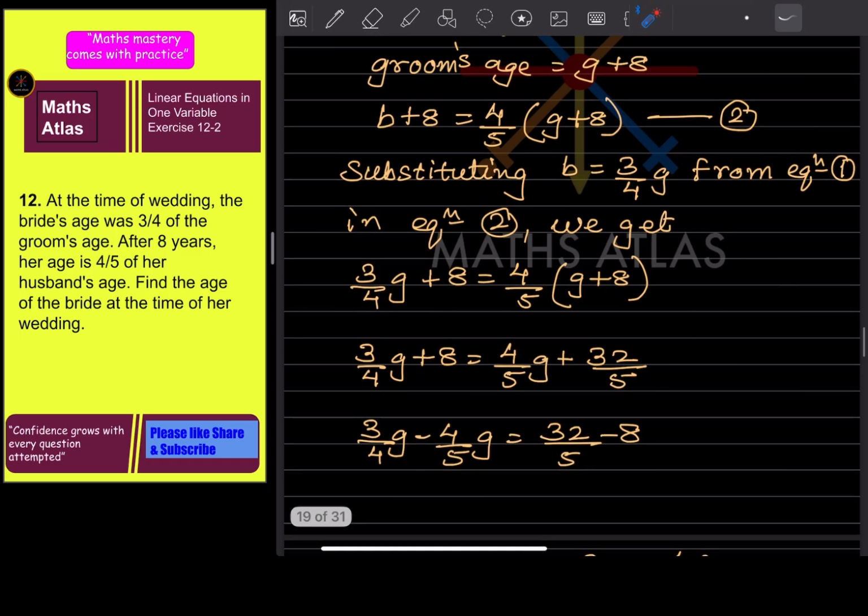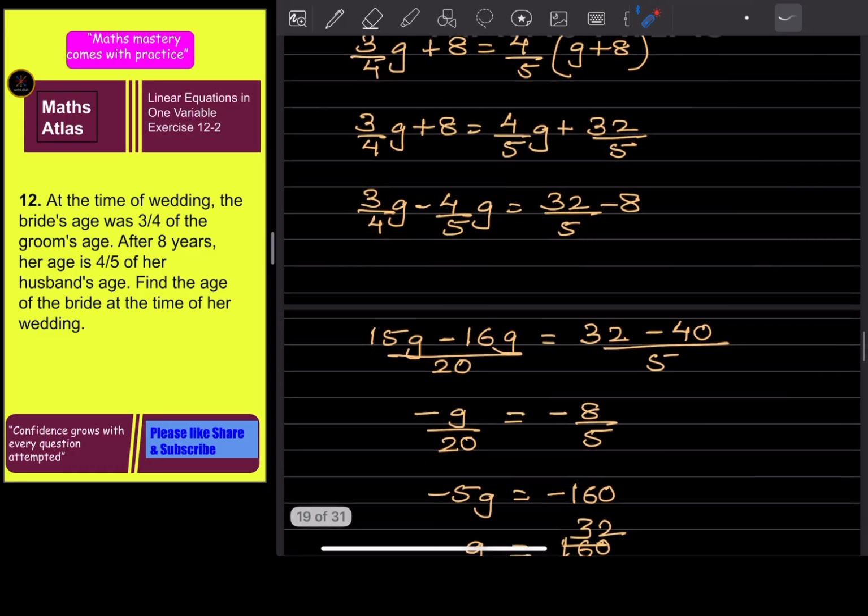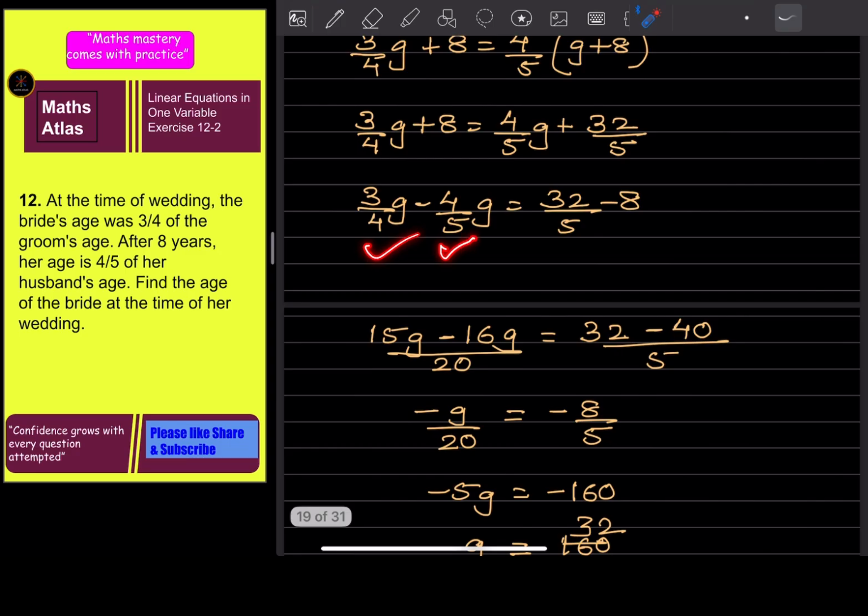Now let us expand this. So this is going to be 32 by 5 and 4 by 5 G. This will come to this side, so that is going to be minus 4 by 5 G. This will go on the other side as minus 8. You can see the denominators are different, so we'll take the LCM, which is going to be 20. So this you multiply by 5, and this by 4.